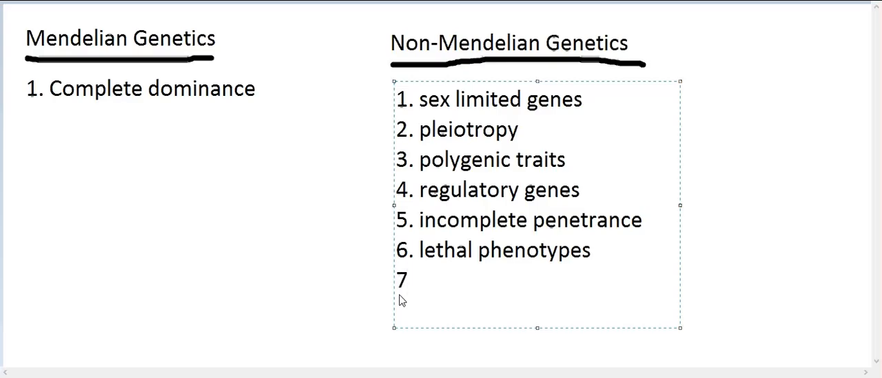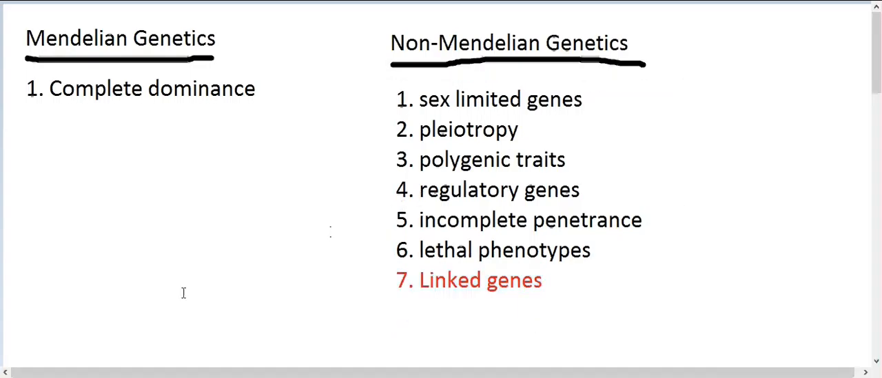And number 7, of course, you get linked genes. Now, in this presentation, this trial presentation, I'm going to be talking about linked genes. So I'm just going to make that red.